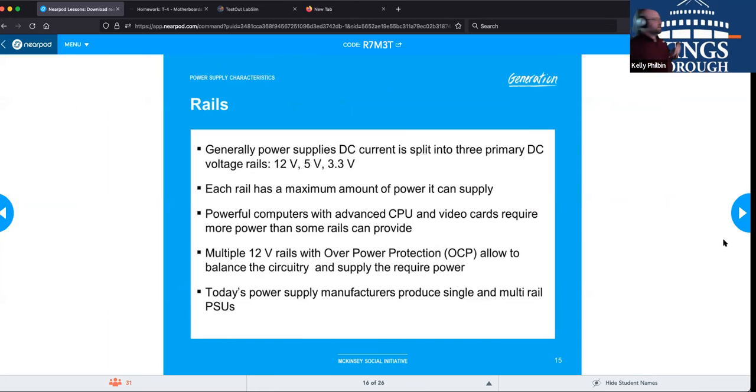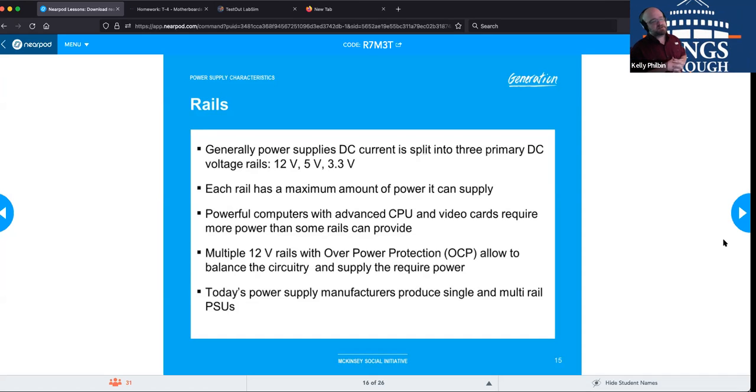All right, so rails. So power supplies, DC current is split into what are called three primary DC voltage rails. You have the 12 volt rail, the 5 volt rail, the 3.3 volt rail. So each rail has a maximum amount of power that it can supply.